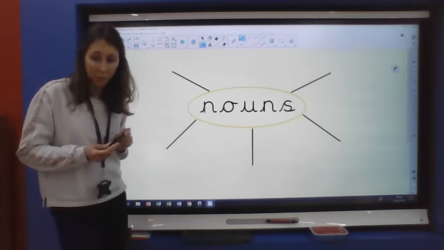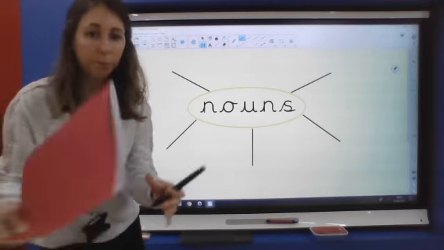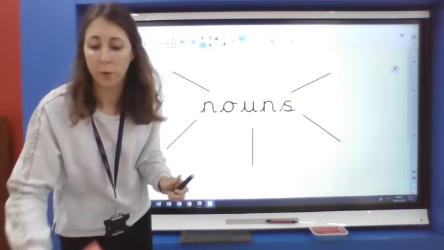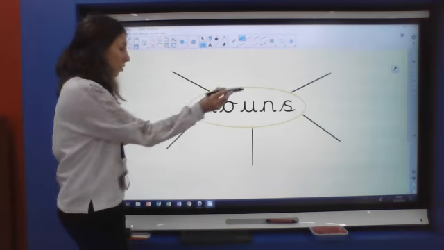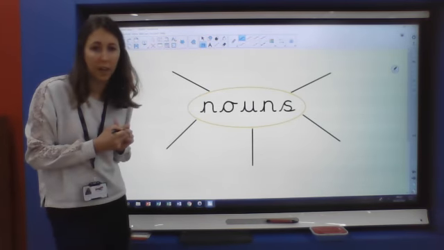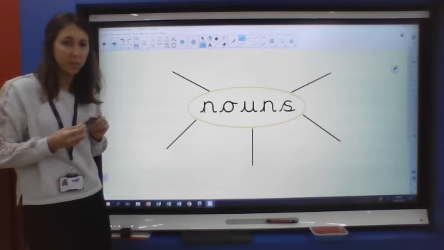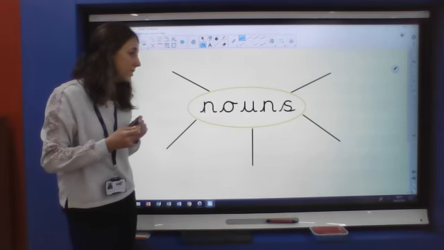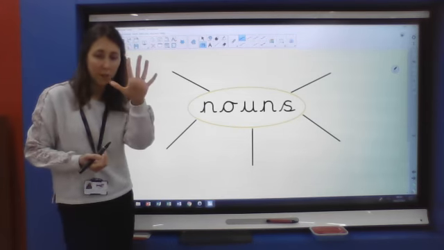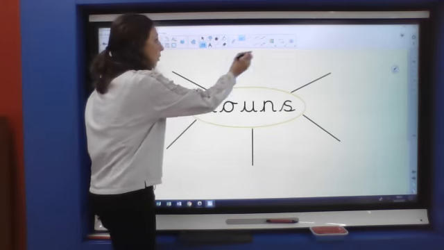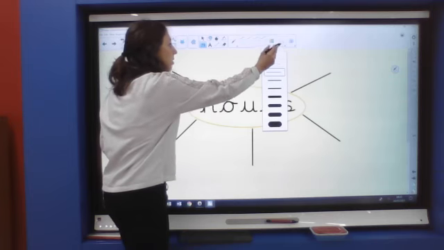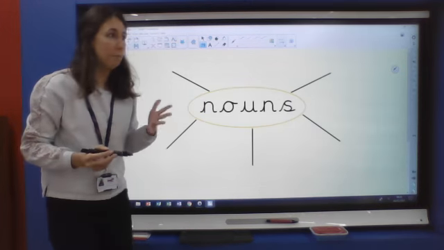What I would like you to do, either in your red book or on your whiteboard, is to write me the word nouns and draw a circle around it like I've done. And for your first activity, what I would like you to do is to see if you can write 5 different nouns. And I want to see if you can come up with some ones that are different to mine.